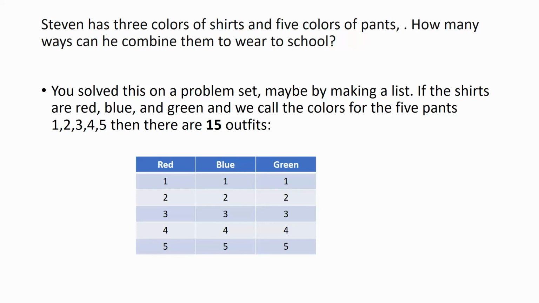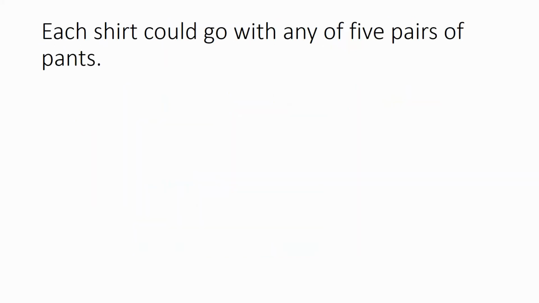The shirts are red, blue, and green. Then each color can go with any of the 5 colors for the 5 pairs of pants. And we see the 15 outfits. So we've got the red with color 1 for the pants, red with color 2 for the pants, blue with color 1, blue with color 2, etc. And since each shirt could go with any of the 5 pairs of pants, you probably noticed that we just multiplied. 15 equals 3 times 5.